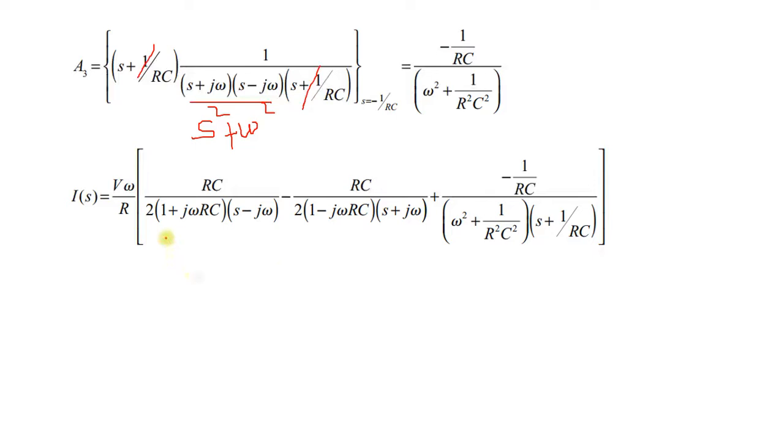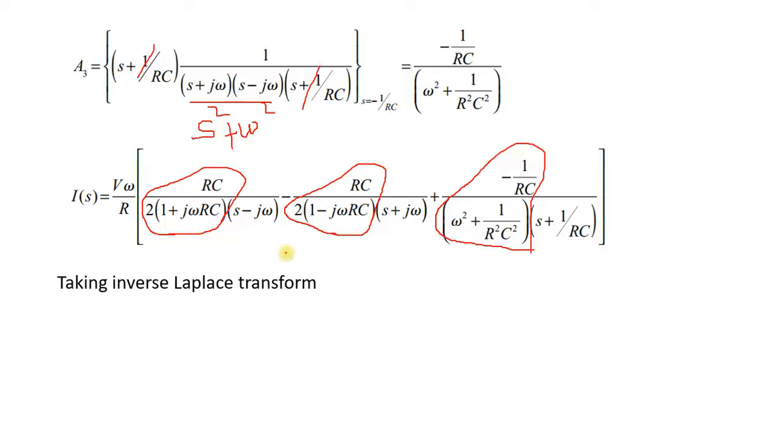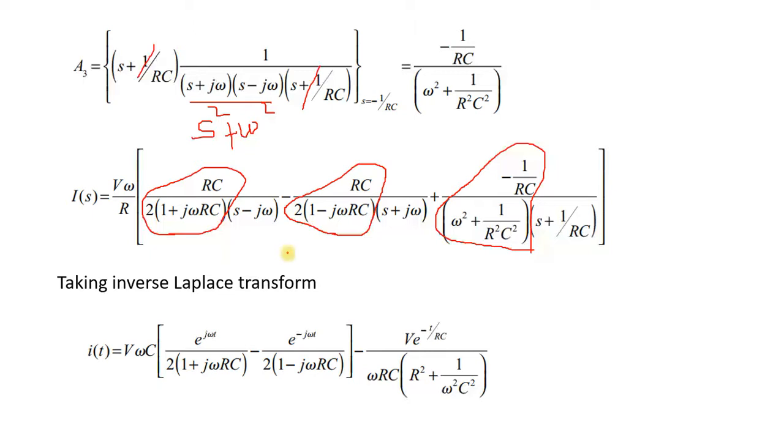For this equation, this term is taken as constant. Similarly for this equation it is constant. Here also this term is taken as constant. If I take the inverse Laplace transform of this equation, this term is replaced by e power plus j omega t, this is replaced by e power minus j omega t, and this term is replaced by e power minus t by RC. All the other constant terms are kept outside. So if I take this, it should be the final one.